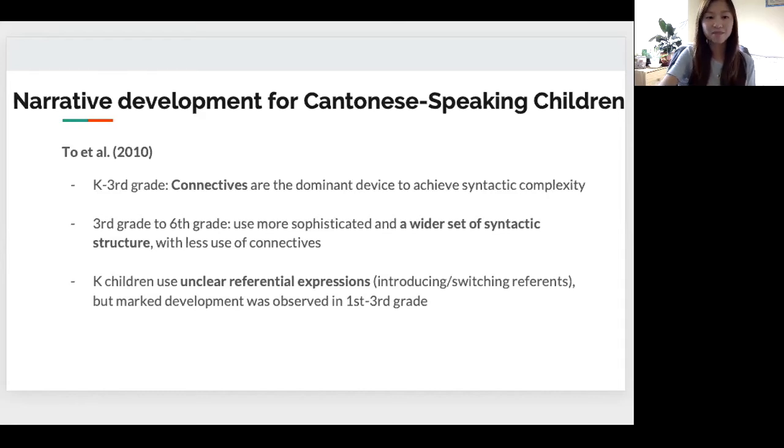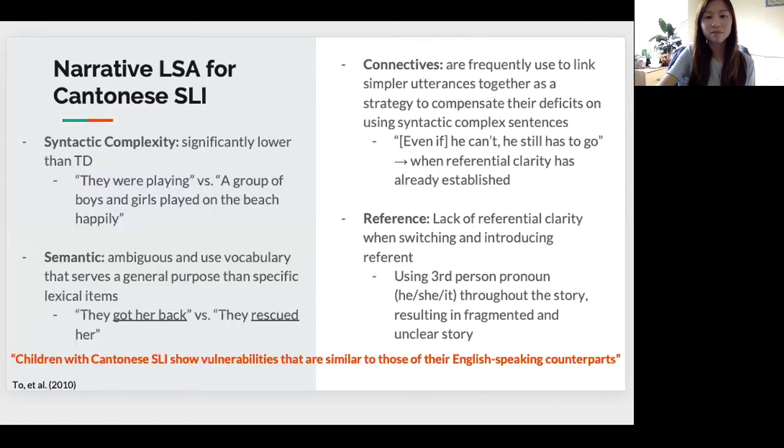In the To et al. study, they found that Cantonese-speaking children with SLI performed significantly poorer than their typically developing peers. Cantonese-speaking children with SLI spoke with significantly less syntactic complexity in their sentences. Their sentences remained in SVO structure, and rarely had any clauses or temporal adverbial phrases attached to the sentences.